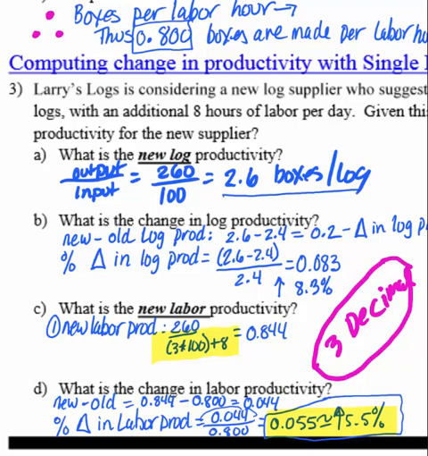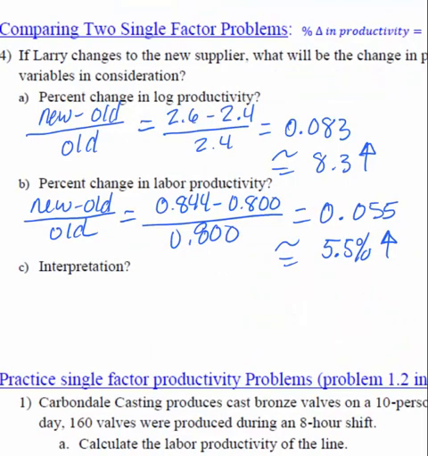Alrighty, I hope you found this helpful, and from here you should take a look at a couple of homework problems. So here I have written out the same thing, just a little clearer, a little bit more space, and we interpret this as an increase in log productivity here by 8.3% and an increase in labor productivity by about 5.5%.